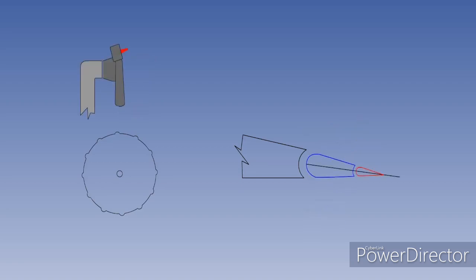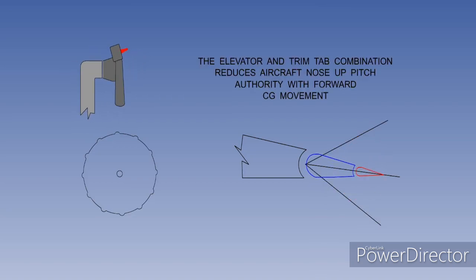Let us now have a look at one of the disadvantages of the trim tab: reduced aircraft nose-up pitch authority with a forward CG. Maximum elevator travel is limited by the primary stops. In this example, let's assume the elevator can move 30 degrees up from neutral and 30 degrees down from neutral, a total travel of 60 degrees. 60 degrees total elevator travel will always be available.